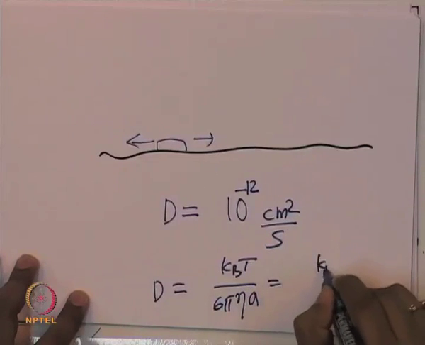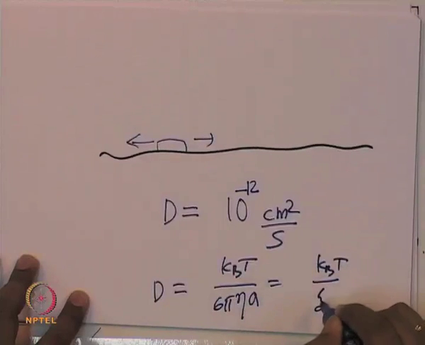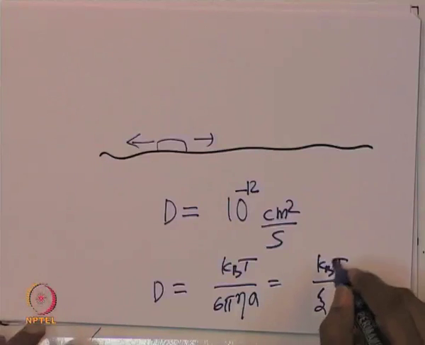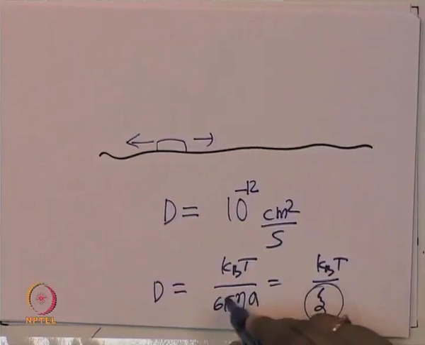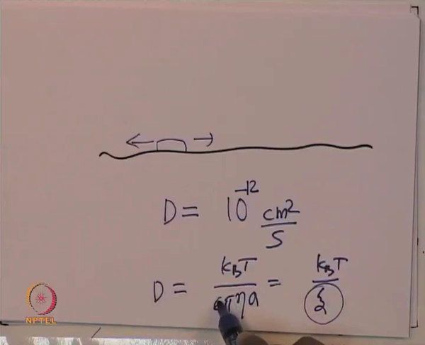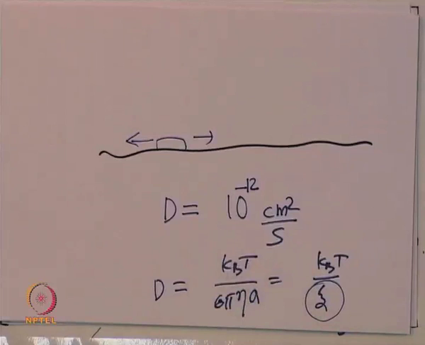If you want, you can write k B T by zeta, and this is basically the viscous drag. Whatever is at the bottom, 6 pi eta a, is the viscous drag. We know D, and of course we know k B and T, so we just have to calculate this. It is a very simple thing, just applying the Einstein's relation: given the diffusion coefficient, we can compute this quantity, which is 6 pi eta a. Okay, so now let's calculate it.